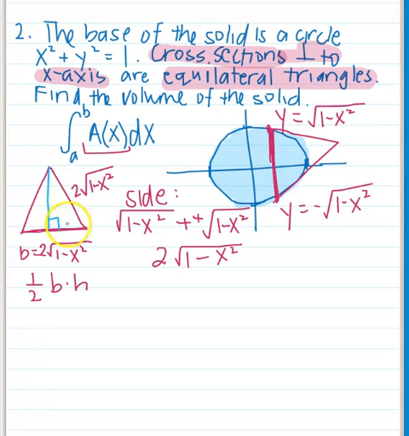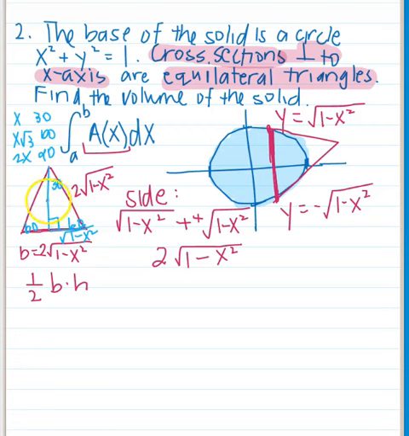Now, since this is an equilateral triangle, all angles originally started at 60. I cut it in half to get 30. So if the whole thing is 2 radical 1 minus x squared, half of it is just the square root of 1 minus x squared. And then if you remember that ratio, x, x radical 3, and 2x to get your 30, 60, 90 triangle.